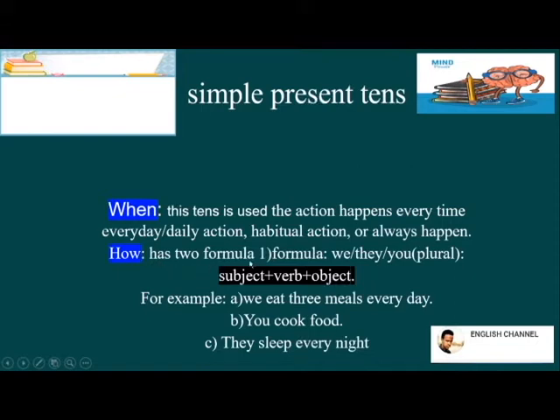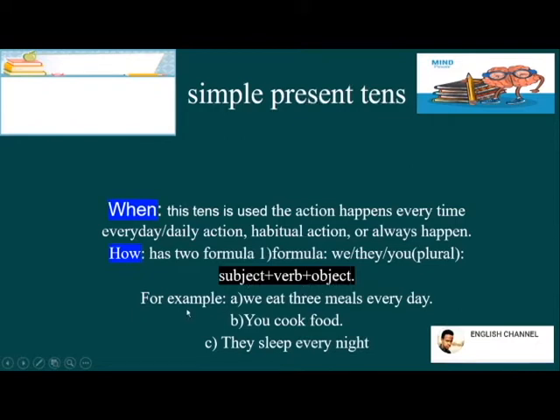It has two formulas. The first formula is called the plural formula, because plural means many, like you, they, we. All these are many people, more than one person. So we write like this. The structural formula of the plural formula is like this: subject plus verb plus object.